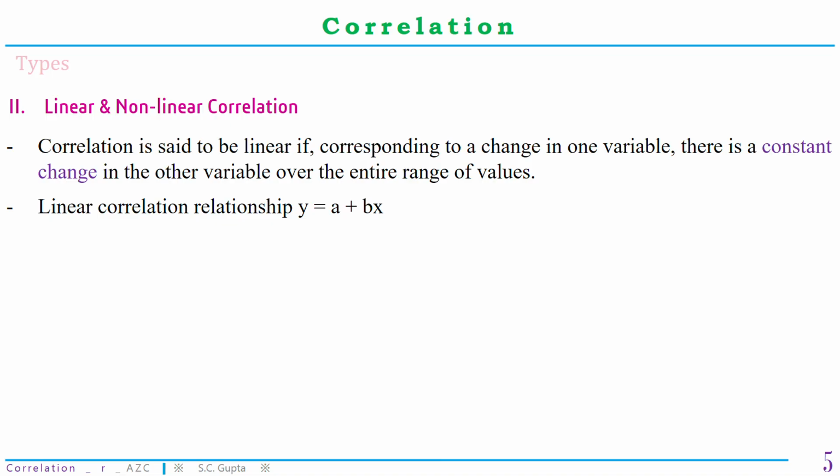Linear and nonlinear correlation. Correlation is said to be linear if, corresponding to a change in one variable, there is a constant change in the other variable over the entire range of values. Linear correlation relationship: Y is equal to A plus BX.